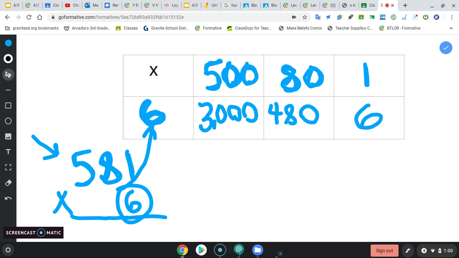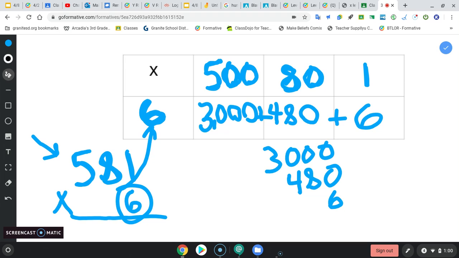Okay, and now I just need to add these three numbers up. So I'm going to rewrite it: 3,000 plus 480 plus 6. 0 plus 0 plus 6 is 6. 0 plus 8 would be 8. 0 plus 4 would be 4. And then the 3 just comes down for 3,486. Okay, let's do one more.